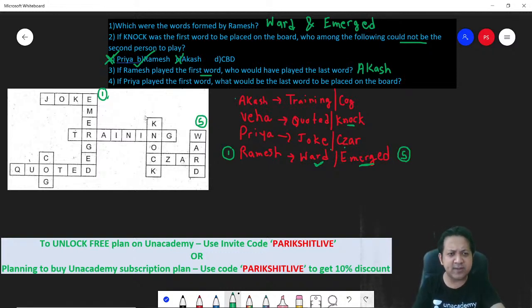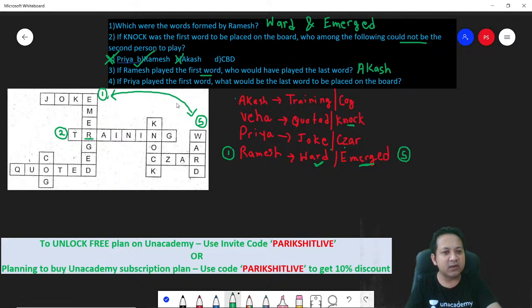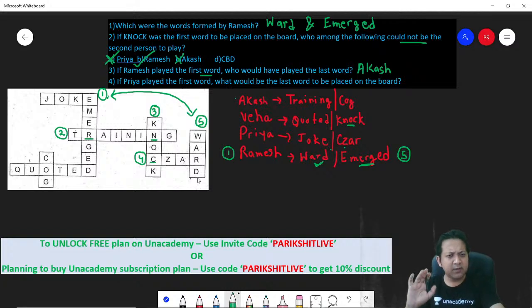So if Word has to be the 5th word, think about it. You have to follow a sequence in such a way that you reach from 1 to 5. The only possibility is that the second word has to be Training. Why? Because in that case, R is common with Emerge. Then the third word has to be Knock, because N is common with Training. Similarly, the fourth word has to be Czar, because C is common now. And the 5th word will be what?